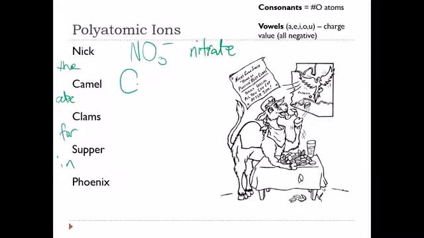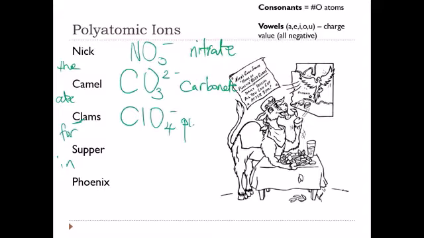Then carbon, and then how many consonants? 1, 2, 3, so CO3 2 minus, so that's carbonate. Then for this one we use both, so Cl and then O, so this is chlorine, ClO4 minus, and this is called the perchlorate ion.